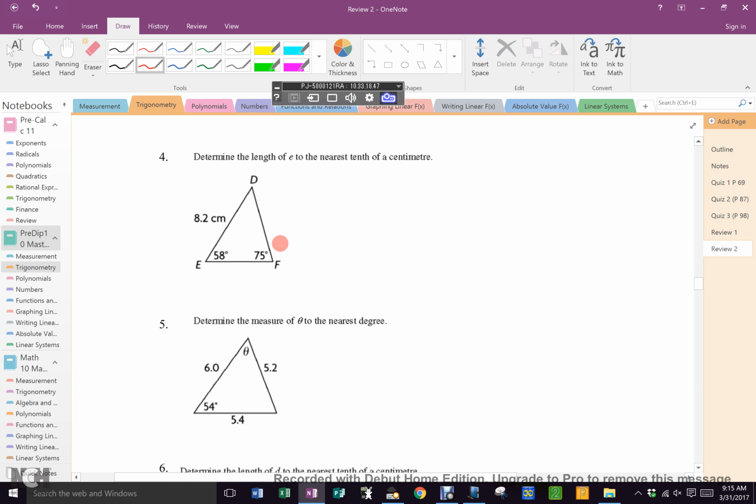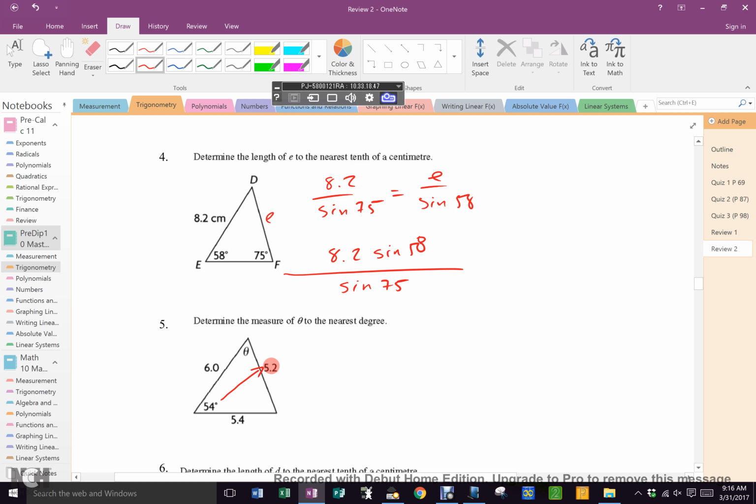Determine the length. What are you going to use here? Sine law. Why? Because you've got a pair. 8.2 over sine 75 equals E over sine 58. Do I need to actually do that? If you see the work, you're good, yes? And it's going to be 8.2 sine 58 divided by sine 75. Can I leave it like that? Okay.